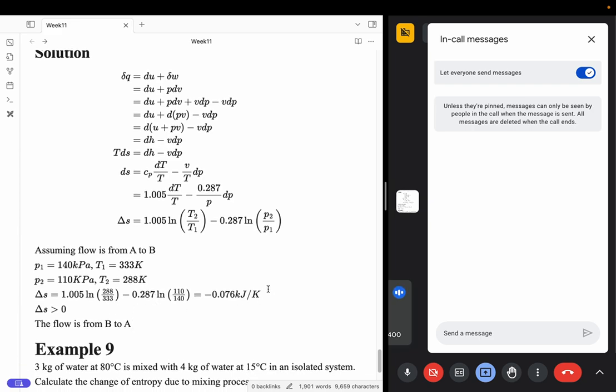Yeah, delta S is less than 0. So we assumed it is from A to B. Since it is less than 0, the flow is from B to A. We require delta S to be greater than 0. Yeah. Okay. Now is it clear? Yeah.